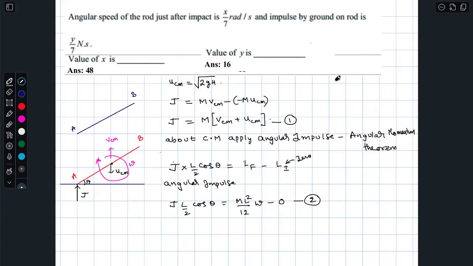What are unknowns? J is an unknown. Omega is an unknown. VCM is an unknown. So, sir, every time, whenever I am starting a problem, what am I exactly doing? Identifying the unknowns. That only allows me to write proper equation. So, already one equation I have written. Second equation I have written. I require one more equation. What is that?